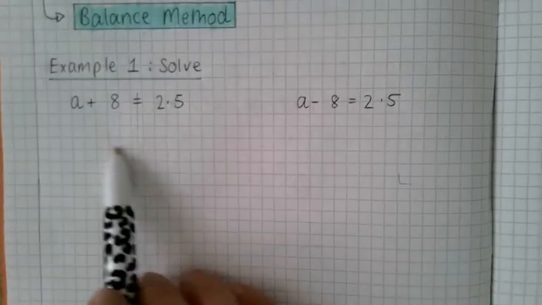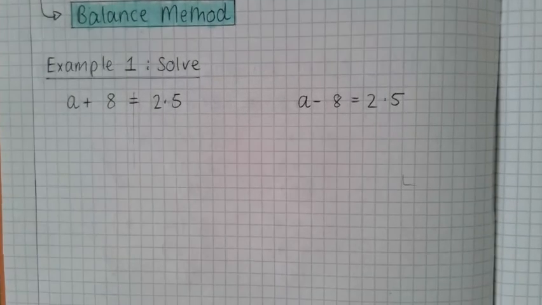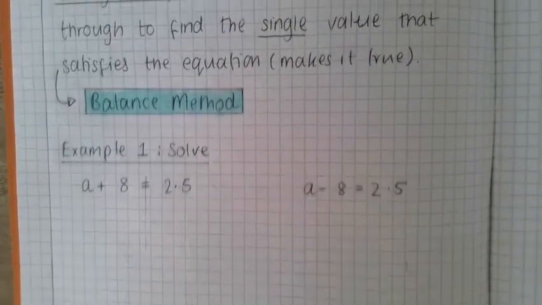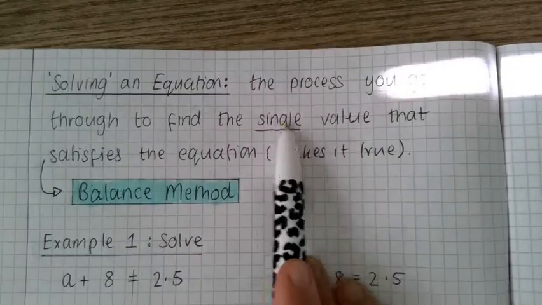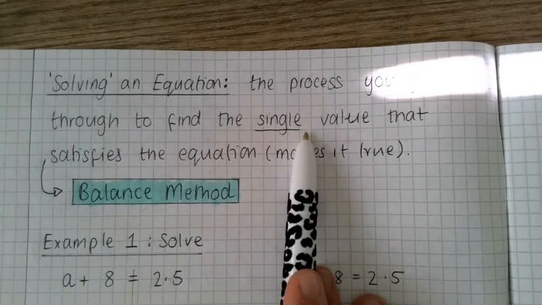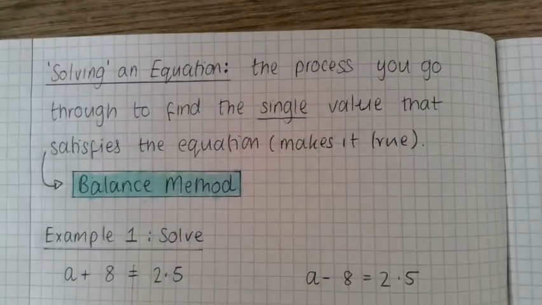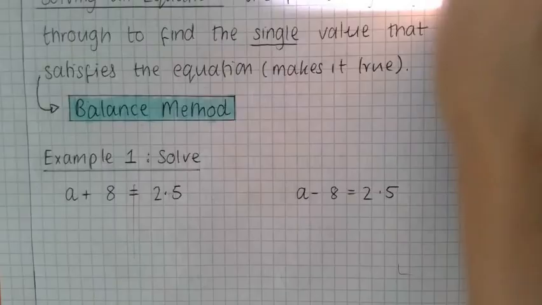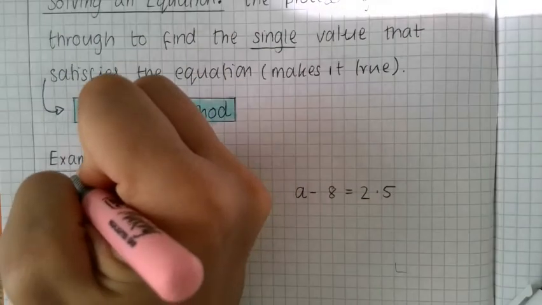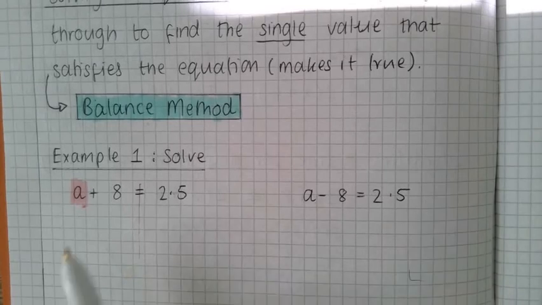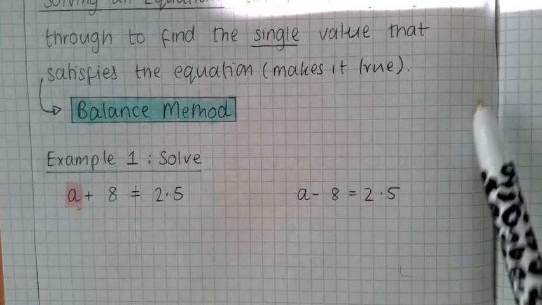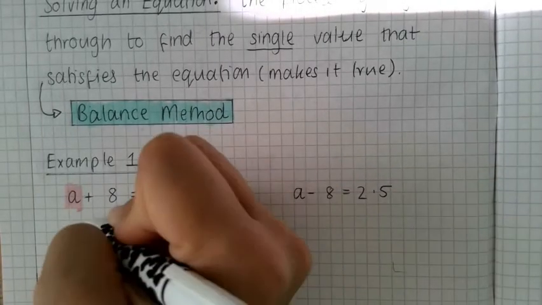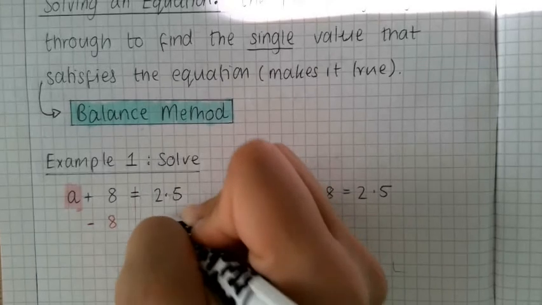So anyway, in this equation, A has 8 added to it, and we want to find what A is. Remember, solving an equation is finding that single value. Some pupils I teach even highlight the letter that they're looking to find. We want to find A, and A has 8 added to it. What I'm going to do is do the opposite of add 8. Now, the opposite of adding 8 is subtracting 8, and I'm going to do that to both sides of my equal sign.